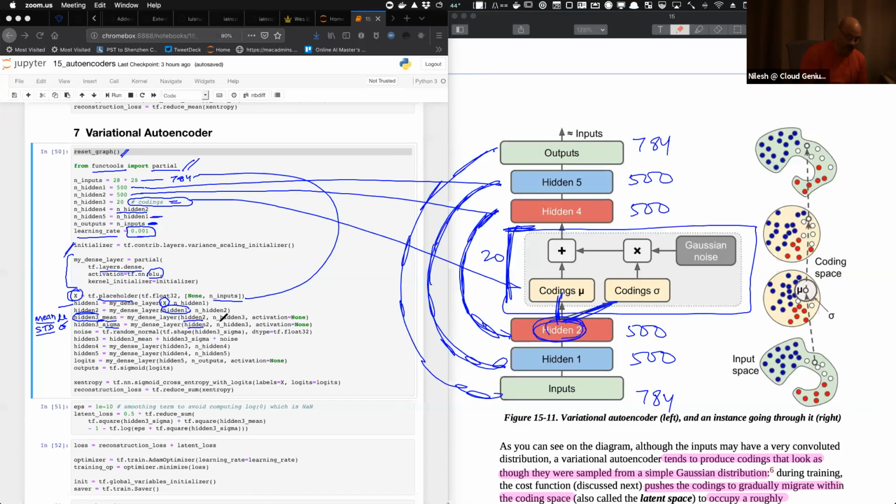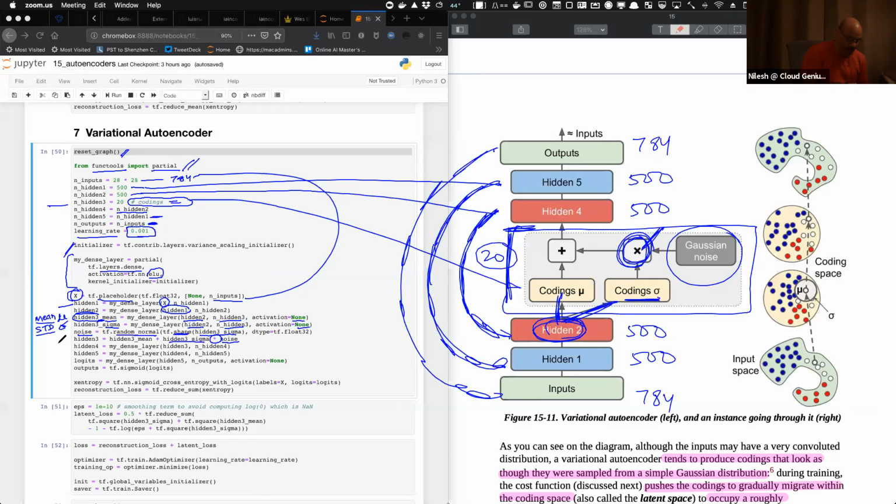And here is your n_hidden3, which is the count for number 20. The activation function is none. Noise: we are inserting extra noise from outside, adding that random normal distribution noise. This shape here basically means that we have 20 such items. So the hidden3 sigma is the shape of that, what we are adding to the coding function, multiplying it with the noise. That multiplication happens right here.